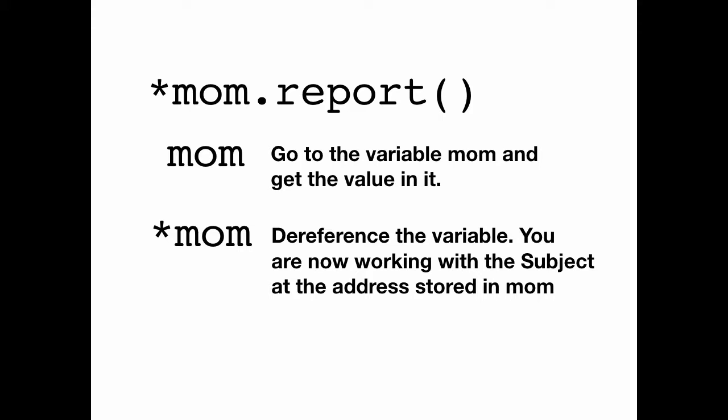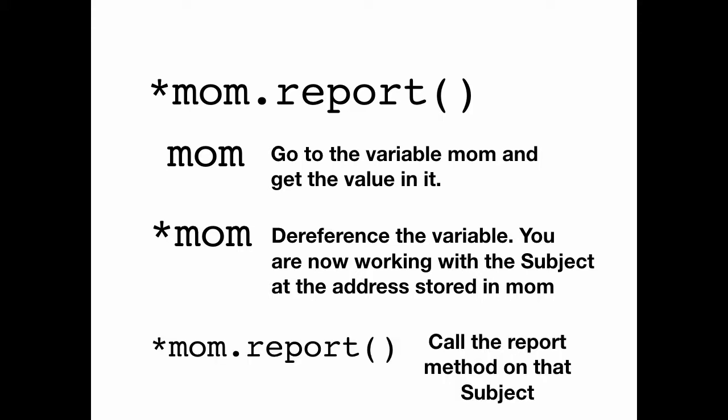So star mom means dereference the variable. Now you have a subject object. What can you do with subject objects? You can call the methods on them. So if we add a dash report to that, it means call the report method on that subject. Okay? So we start with mom. We know that's an address because we saw the definition, which was a subject star, so it was the address. We dereferenced it, which gave us a subject. And then after we dereferenced it, we could call the report method on that subject.